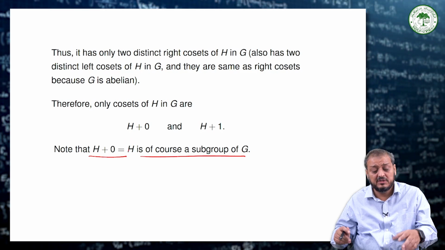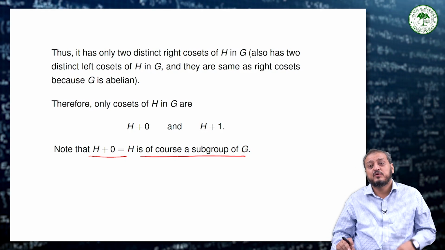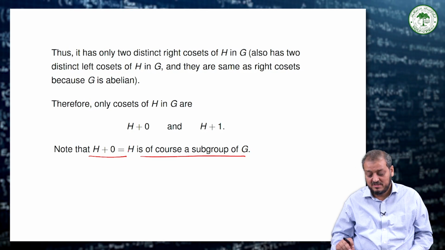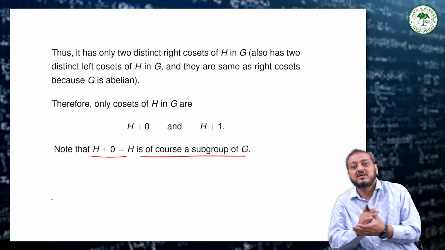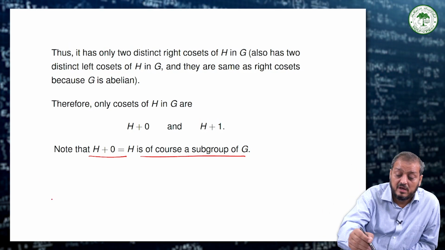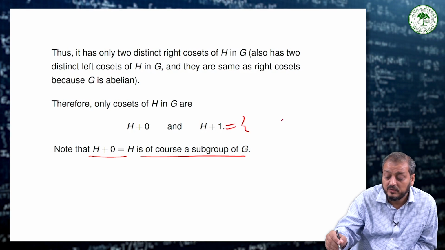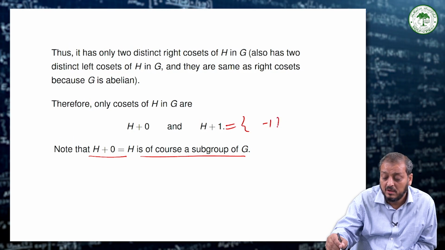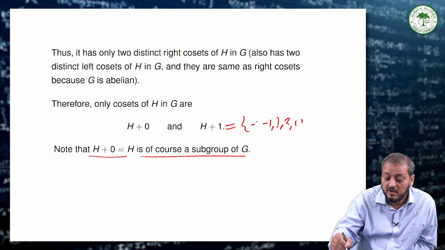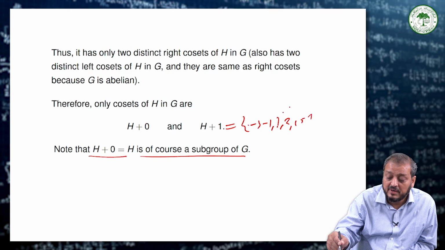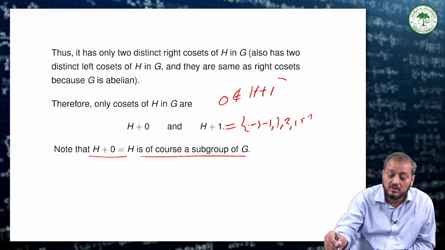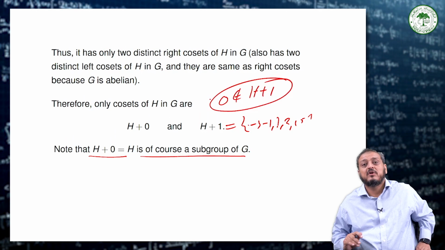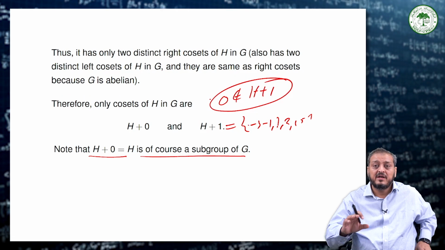H is a subgroup of G, but H plus 1 is not a subgroup of G, because H plus 1 does not have an identity element. The elements of H plus 1 are 1, minus 1, 3, 5, minus 3 and so on, but 0 does not belong to H plus 1. So clearly H plus 1 does not possess the identity element.